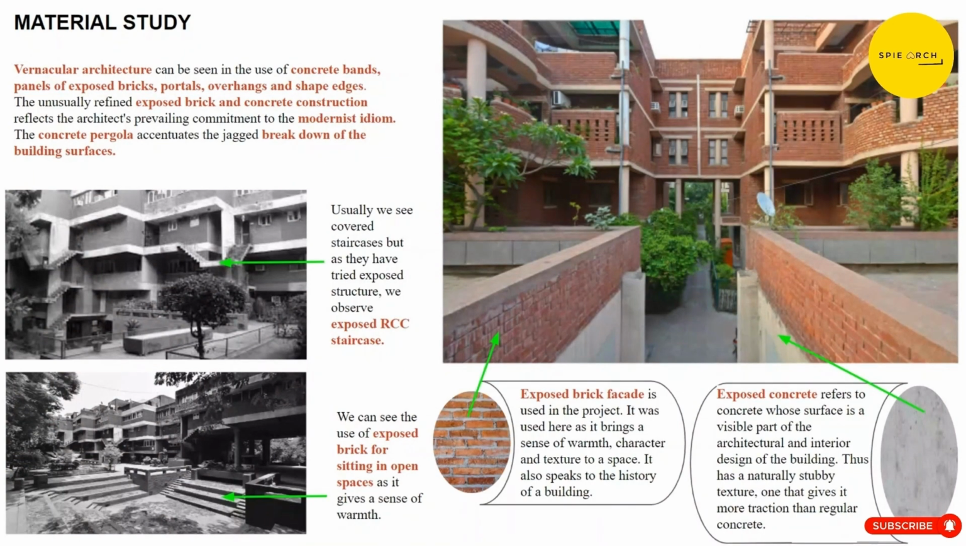The architecture can be seen through the concrete panels of exposed brick, portals, overhangs, and sharp edges. They used exposed brick facade in the project as it brings a sense of warmth, character, and texture to the space. They have also used exposed concrete as it refers to the visible part of the architectural design of the building, and it gives a naturally rough texture to the building.